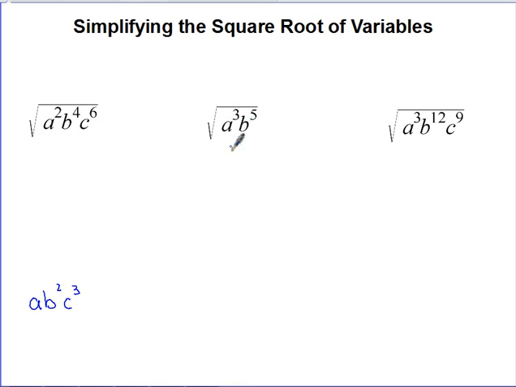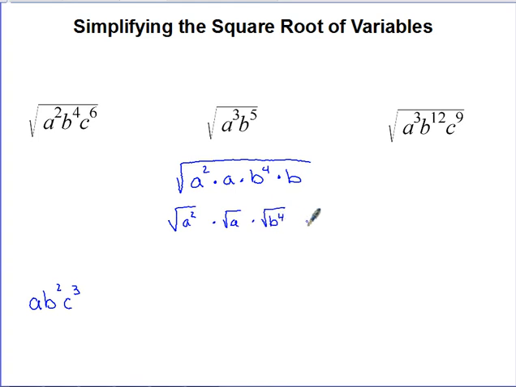So I'm going to rewrite this as the square root of a squared times a, and then b to the 4th times b. If I were to put it back together, a squared times a would give me a to the 3rd, and b to the 4th times b would give me b to the 5th. So I've created even number exponents. So now I have the square root of each of these pieces. So the square root of a squared, the square root of a, the square root of b to the 4th, and the square root of b, and I'm going to simplify what I can.